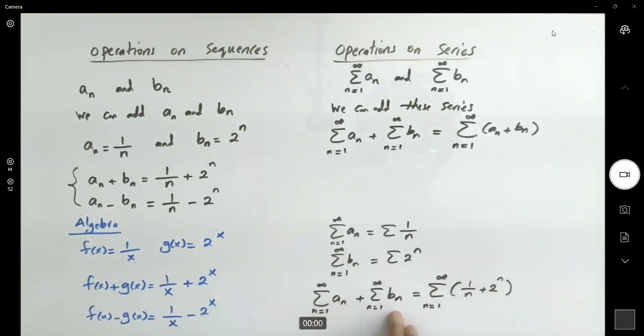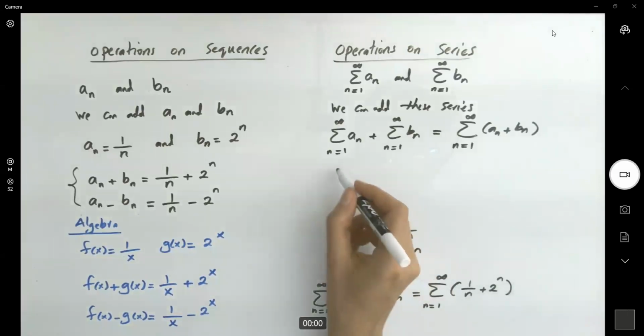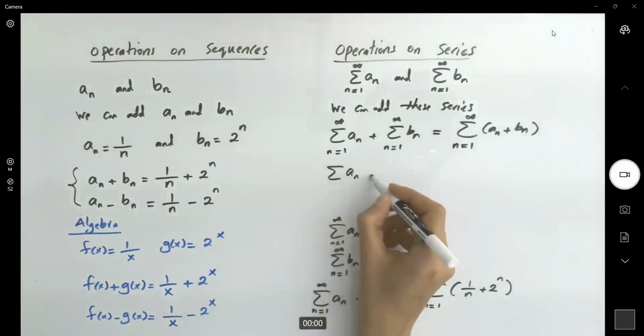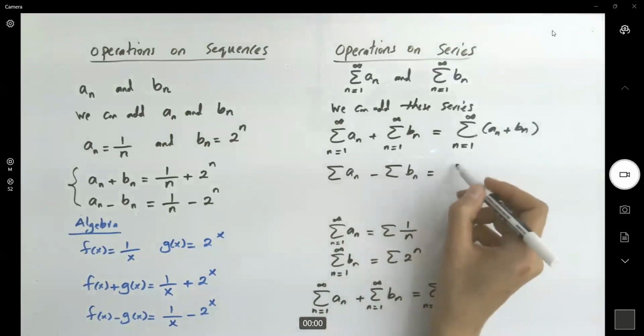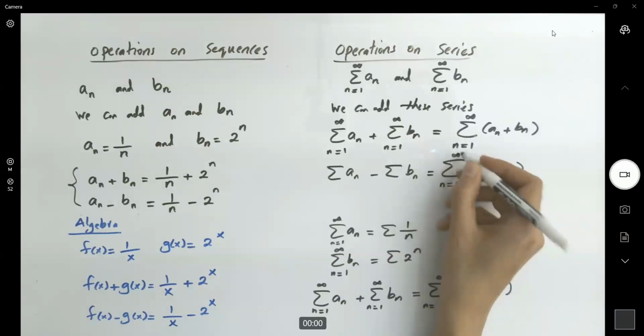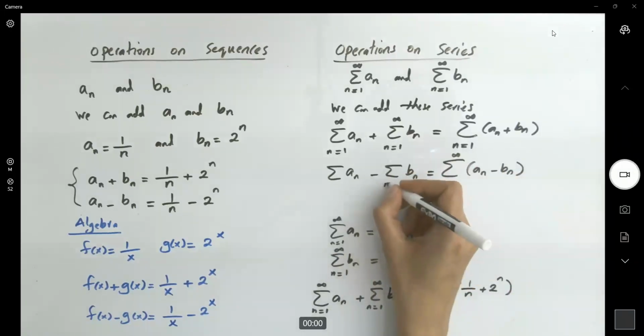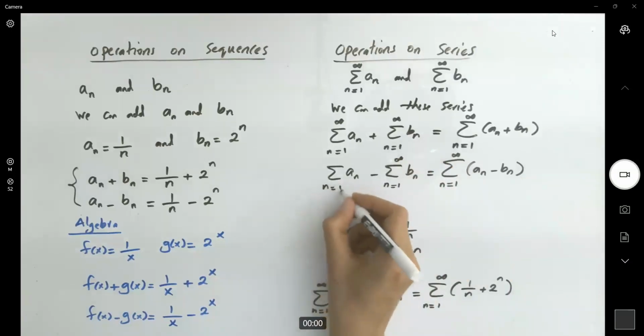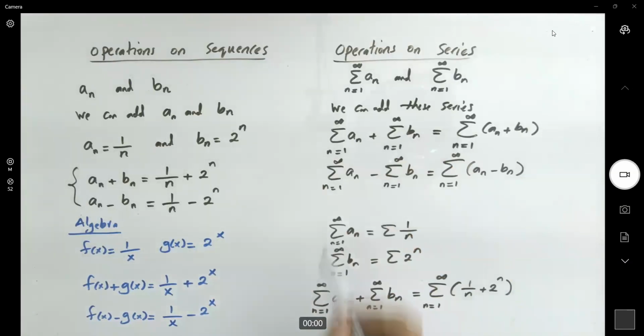You're allowed to take these terms and add the terms a1 plus b1 plus a2 plus b2 plus a3 plus b3 plus a4 plus b4 and continue. Can I subtract them? Of course. The sum of a_n minus the sum of b_n is the summation over the difference between the general terms. Again, make sure your lower limits are all the same.